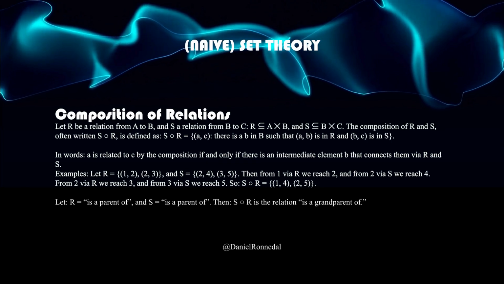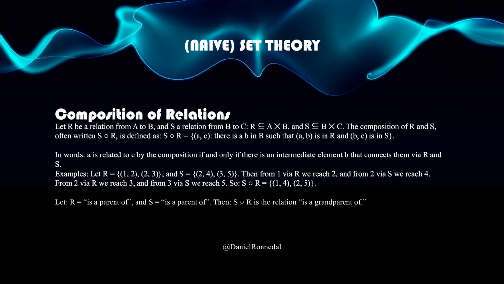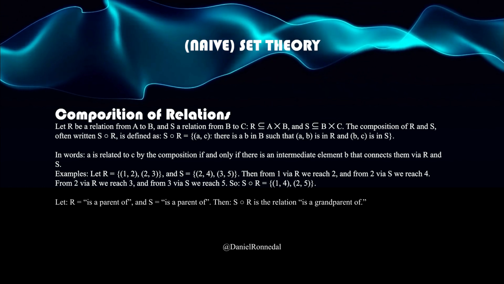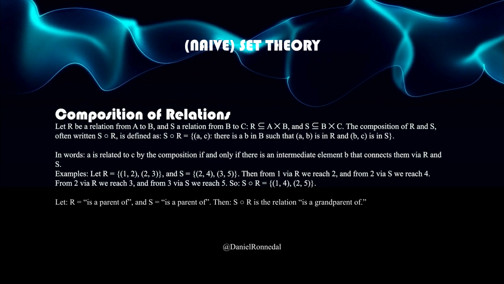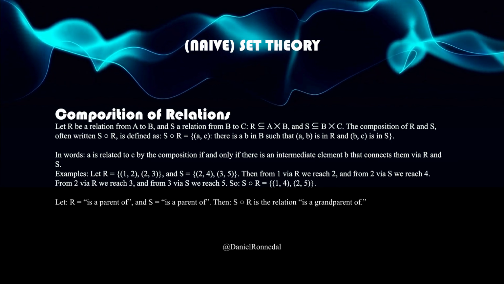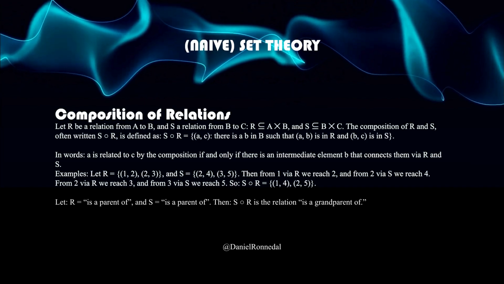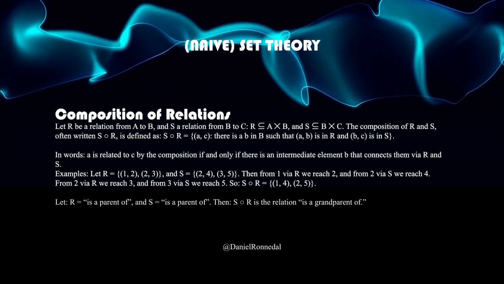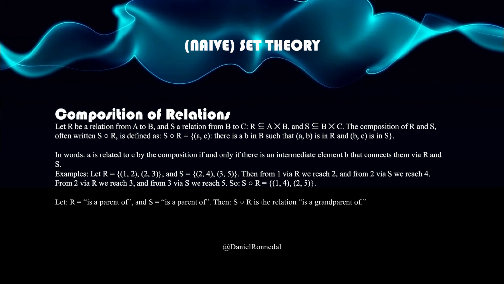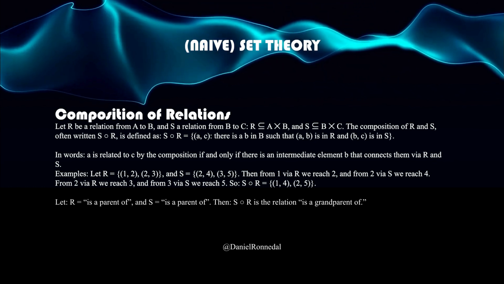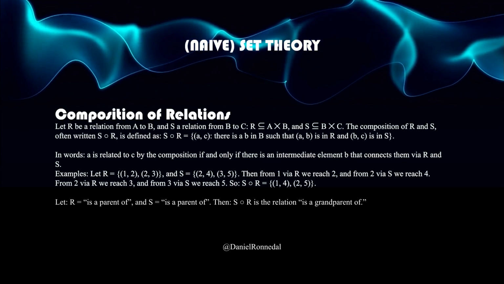Let R be a relation from A to B, and S a relation from B to C. R is a subset of the Cartesian product of A and B, and S is a subset of the Cartesian product of B and C. The composition of R and S, often written S ∘ R, is defined as: S ∘ R is identical to the set of all ordered pairs (a, c) such that there is a b in B such that (a, b) is in R and (b, c) is in S. In words, a is related to c by the composition if and only if there is an intermediate element b that connects them via R and S.